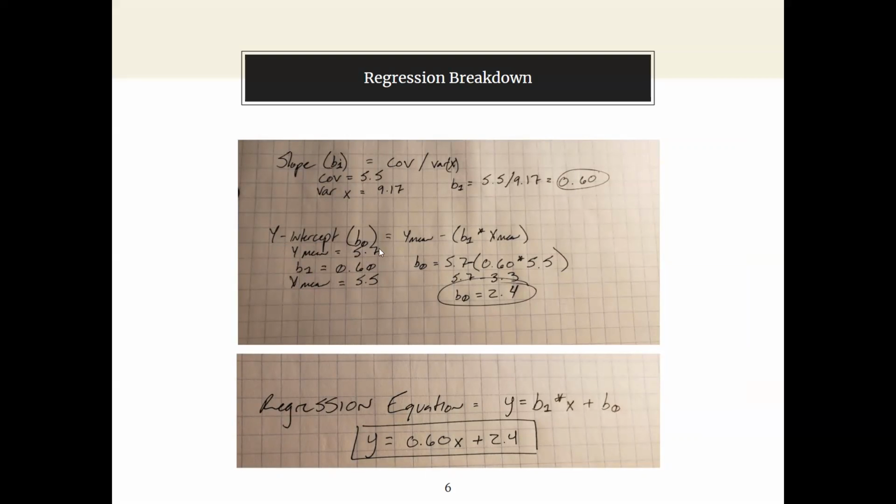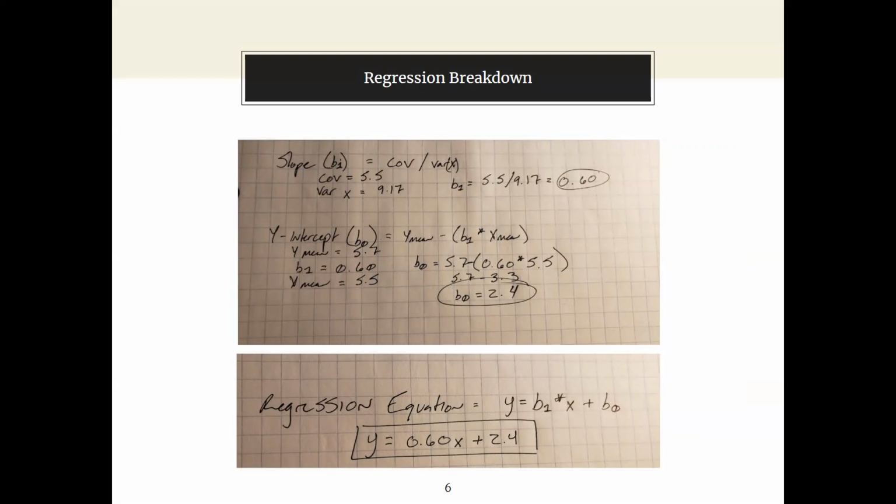And we can also find our y-intercept. This is going to be our B0. We can do that by taking our y-mean minus our slope multiplied by our x-mean. As you can see, we've done that here. In this case, we see that our intercept is going to be 2.4.